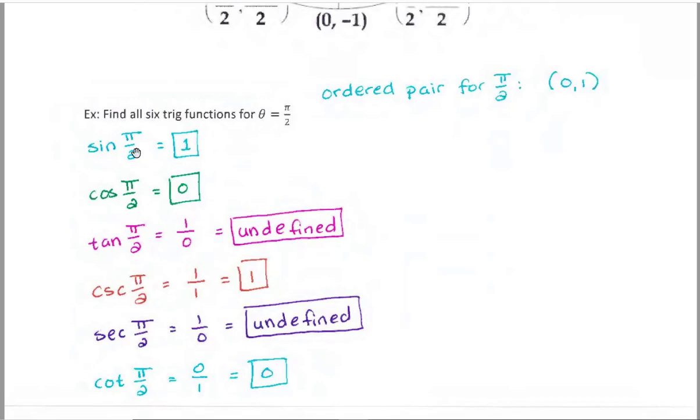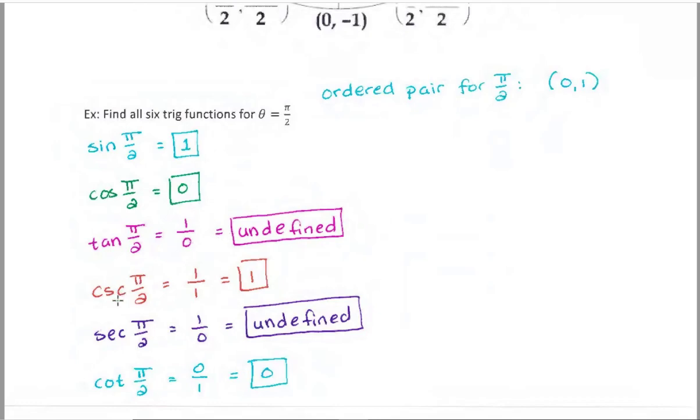The sine of pi over 2 is going to be the y value of the ordered pair, 1. The cosine of pi over 2 is going to be the x value of the ordered pair, 0. And then we can find the rest because tangent, cosecant, secant, and cotangent are all defined by the sine and cosine. Tangent, which was sine over cosine, is the y value divided by the x value, which gives you 1 over 0, which is undefined.